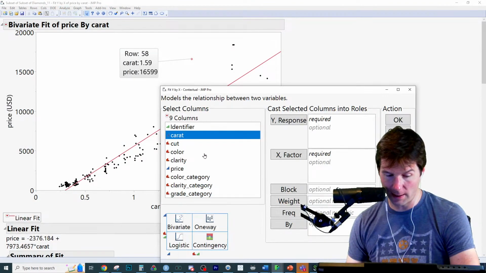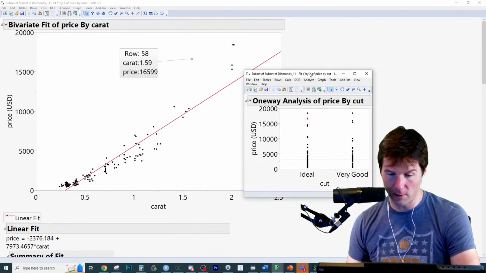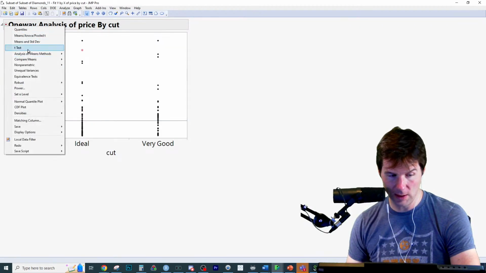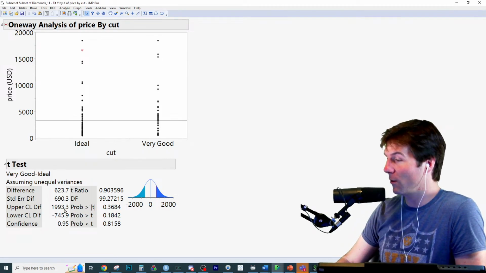Analyze, fit Y by X. The cut of a diamond, explaining the price of a diamond right here. There we go. There's the two groups. And now we just go over here to analyze t-test, and there's the difference. What do you notice is contained in the interval for the difference?